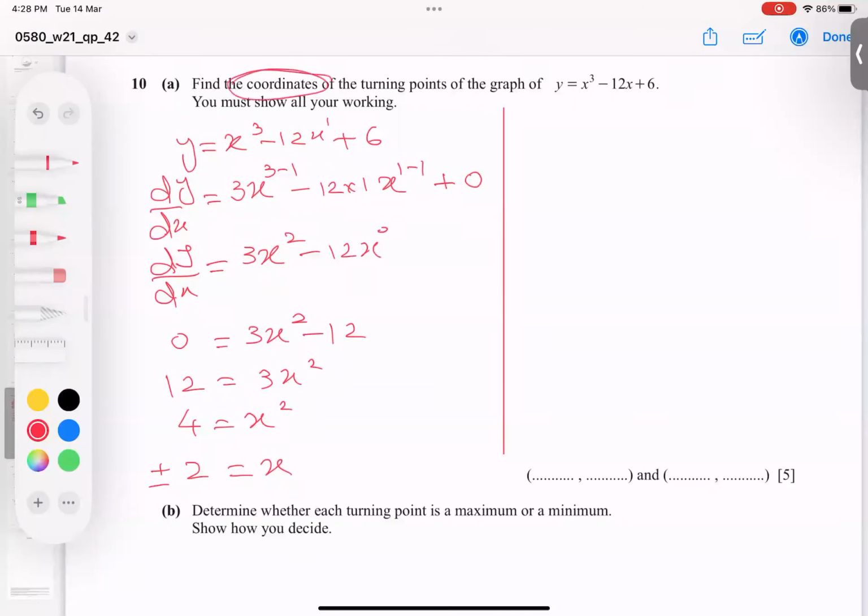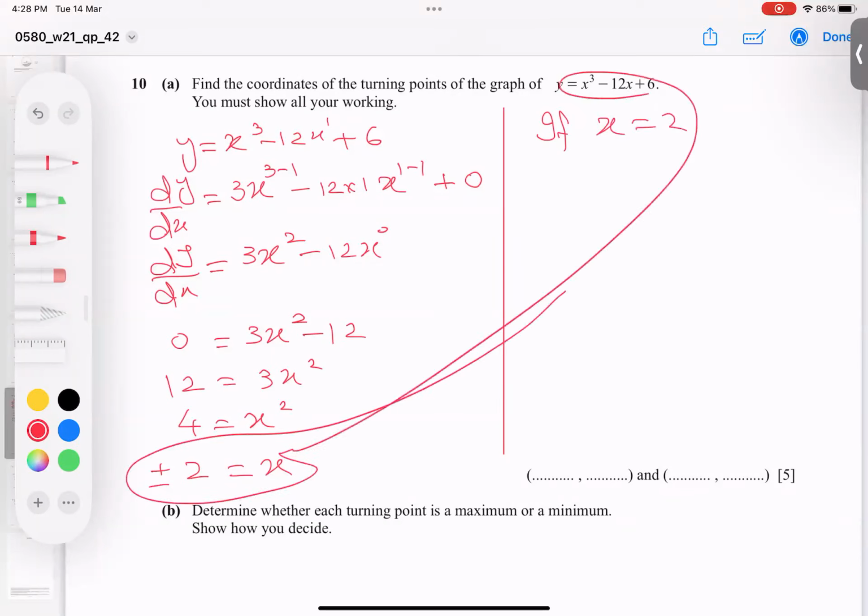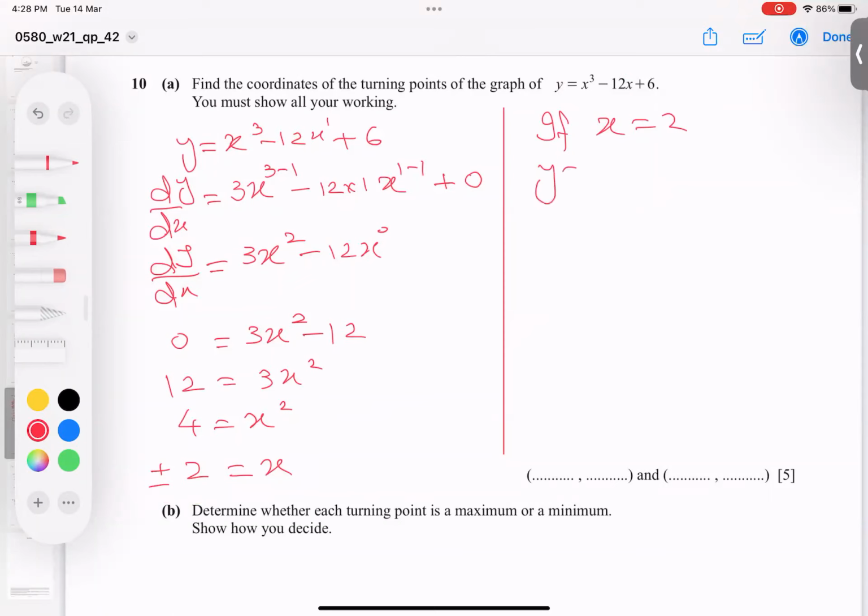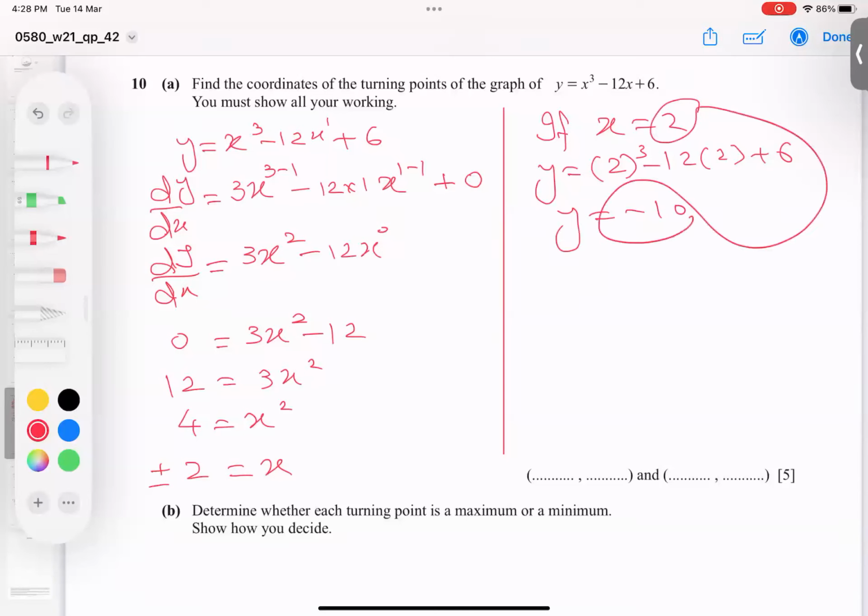He's asking for coordinates of the turning point. So what I will do, I got an x value, I need the y value. So if x value is 2, I take 2 from here, I'm going to plug in. When I plug in that, 2 to power 3 minus 12 times 2 plus 6. So now 2 to power 3 is 8, minus 24 plus 6 is giving negative 10. So x is 2, y is negative 10 is my first answer. x is 2, negative 10.